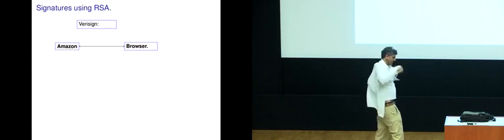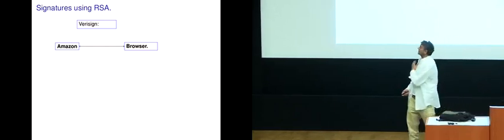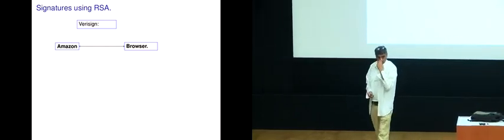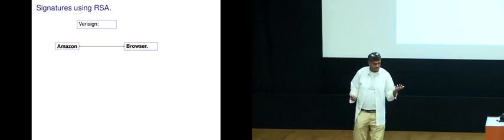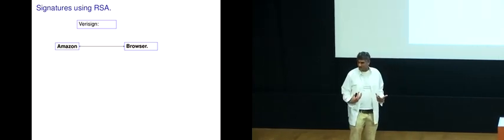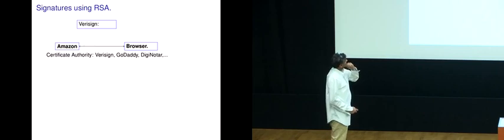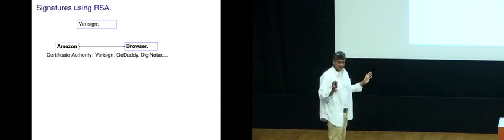So here's another thing you may want to do. Like, how do you know Amazon's public key? I don't know it, but I want it, right? I want Amazon's public key. Okay? So what I have is my browser knows VeriSign or these other public keys. It knows a few public keys. I just know one public key, say VeriSign.